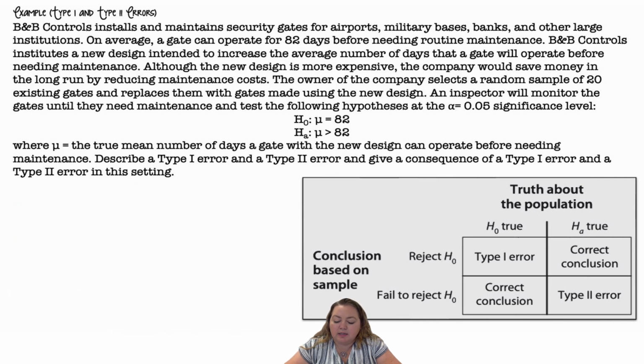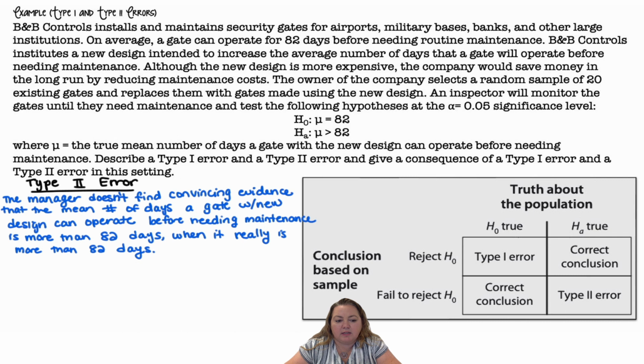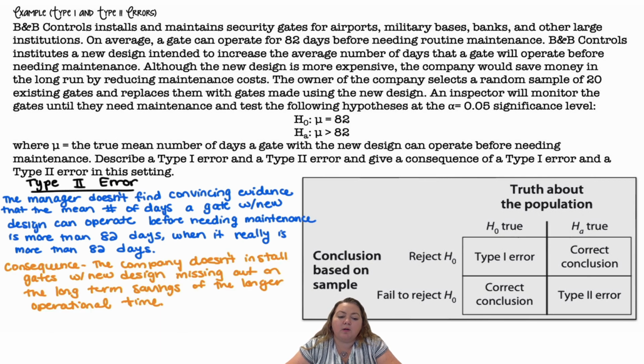All right. A type 2 error is when we fail to reject the null hypothesis, but we are wrong. If we fail to reject the null hypothesis, that means we do not have convincing evidence. So the manager doesn't find convincing evidence that the mean number of days a gate with the new design can operate before needing maintenance is more than 82 days, when really it is more than 82 days. The consequence here would be that the company would not install the gates with the new design, and they'd be missing out on that long-term savings in the long run.